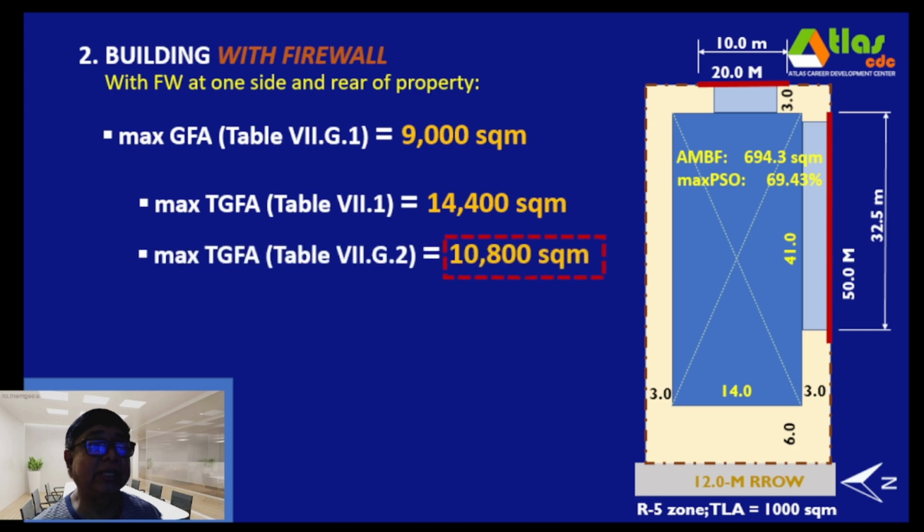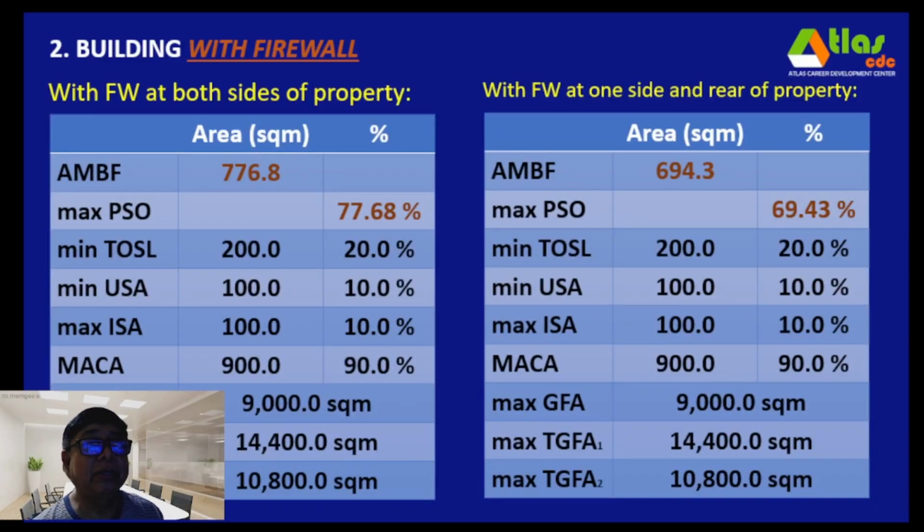Basically the same as kanina, na comparing the maximum TGFA, ang mas stringent pa rin ay yung galing sa conversion, no, ng maximum GFA converted to maximum TGFA. So if we are going to summarize and compare the two values, if you have firewall at both sides of the property, or if you have firewall at one side and the rear of the property, you will see na halos parehas lang ang lahat. Minimum TOSL, minimum USA, maximum ISA, MACA, maximum GFA, maximum TGFA, and maximum TGFA converted from GFA maximum.